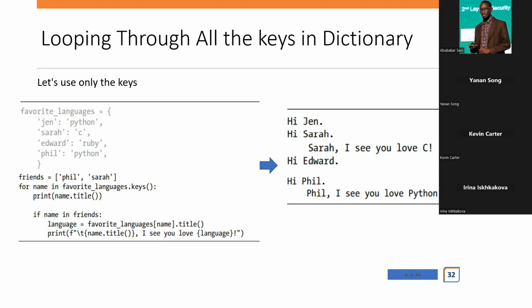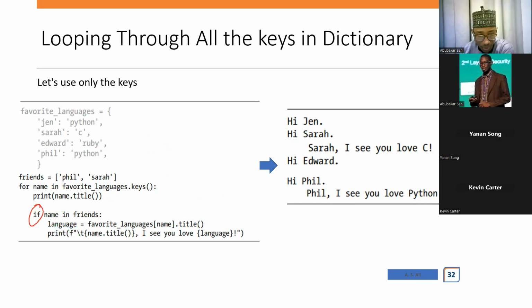Next, I'm saying if name is in a phrase. Okay, so this we call a conditional statement. We are trying to check if something is true. Okay, that's what we have here. We say if name, so if the name that is printed is in this small list of two people, Phil, Sarah. If the name is in this, then we want to print something. So we want to print the favorite language of that friend. Okay, so language is equal to favorite languages name dot title. Okay, and then we want to see something happen here. I see you love this, and this is the output we get.